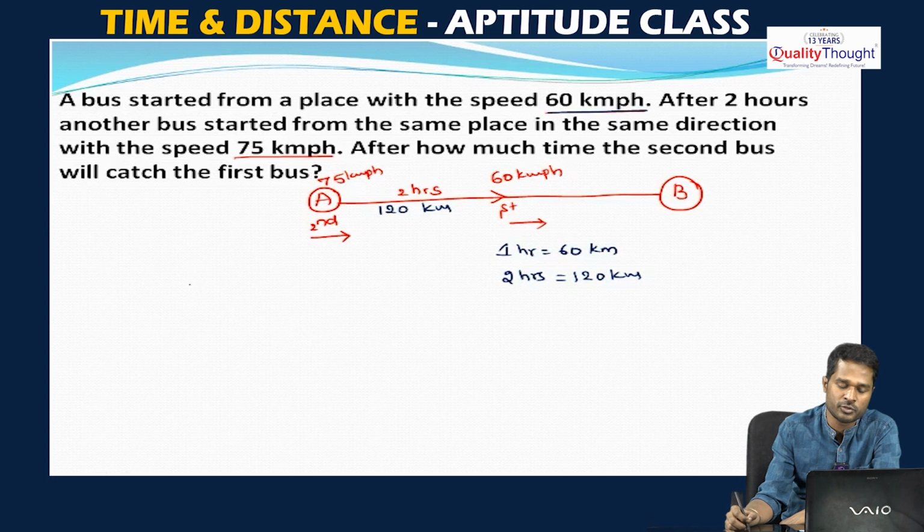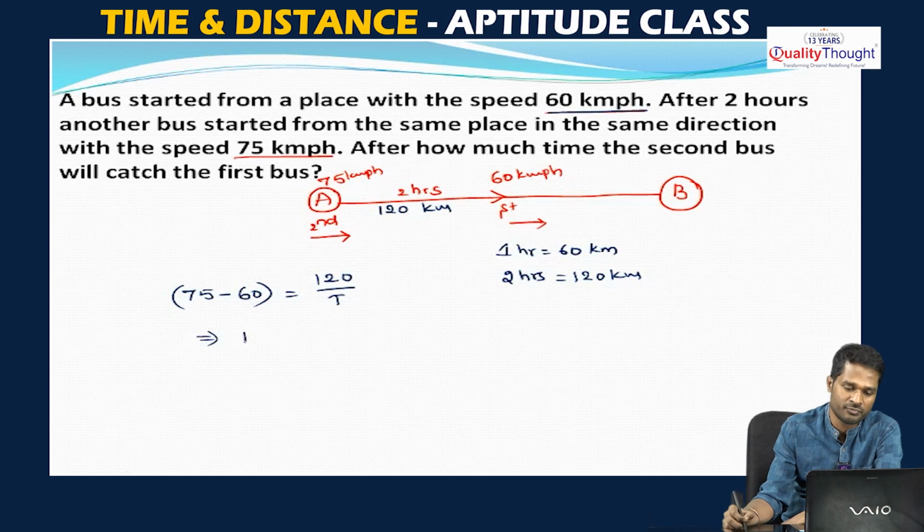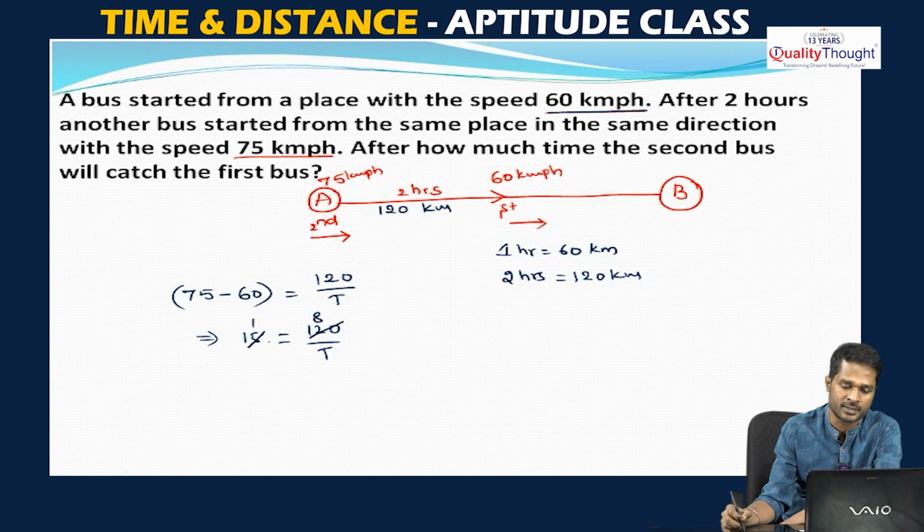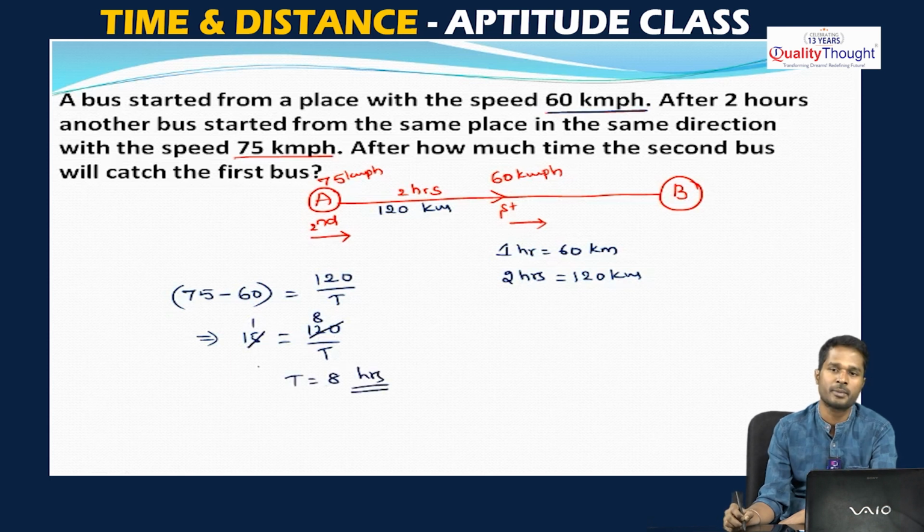Now as per the relative speed, subtract the speeds, 75 minus 60, and the distance between both the buses is 120, by the time we require. So 75 minus 60 is 15, which is equal to 120 by t. So 15 is equal to 120 by t. This is 15 8s are 120. So t is equal to 8 hours. That means the second bus will catch the first bus after 8 hours.